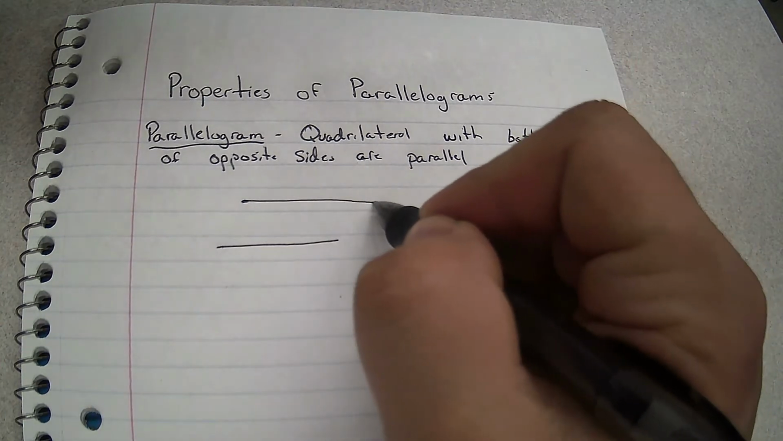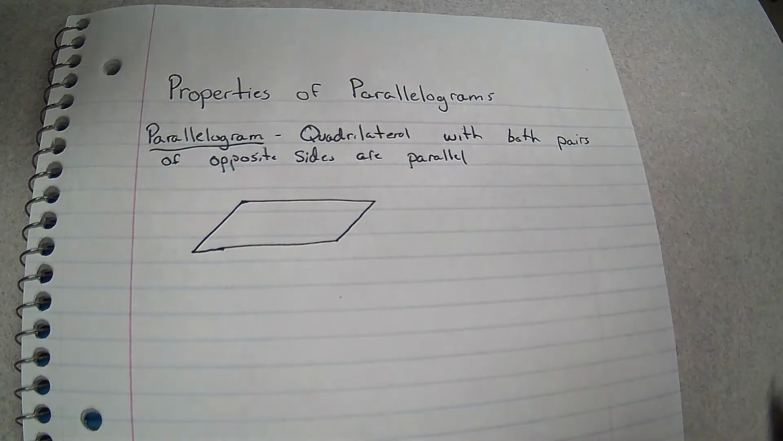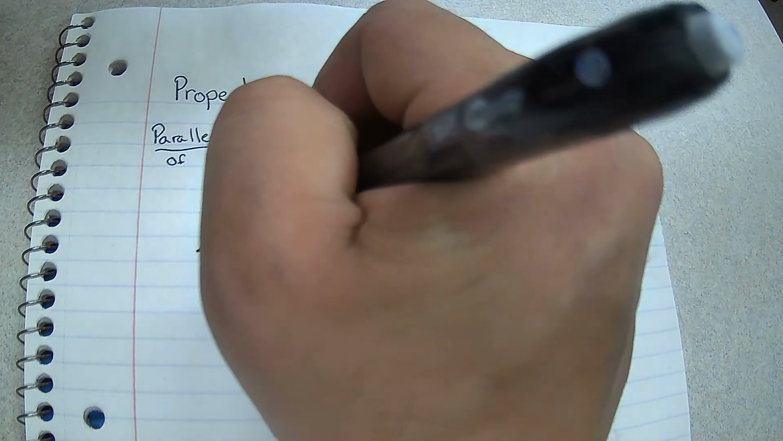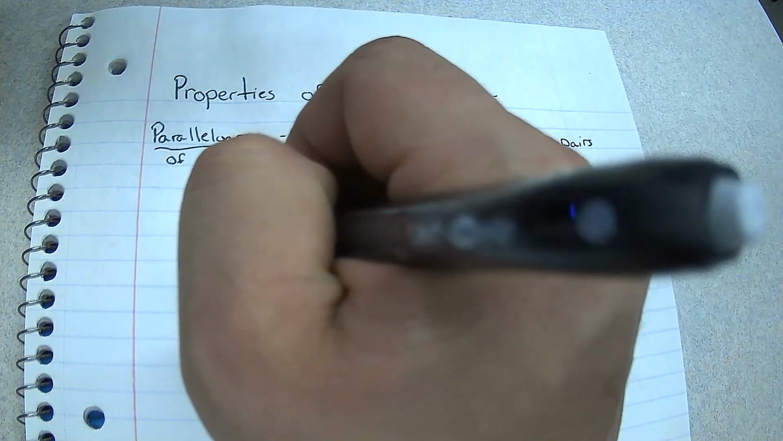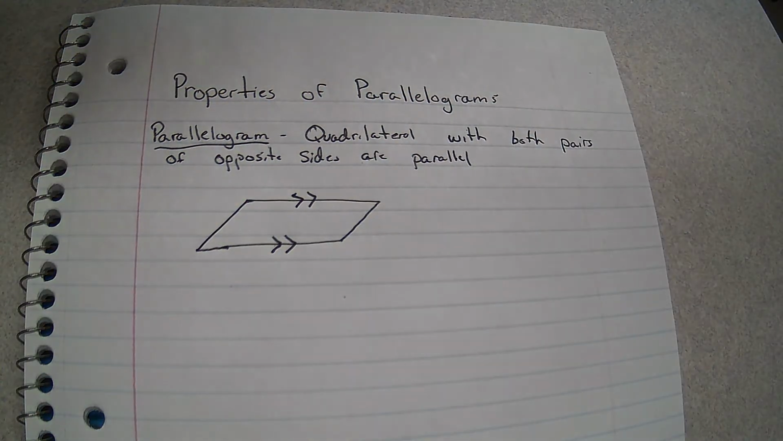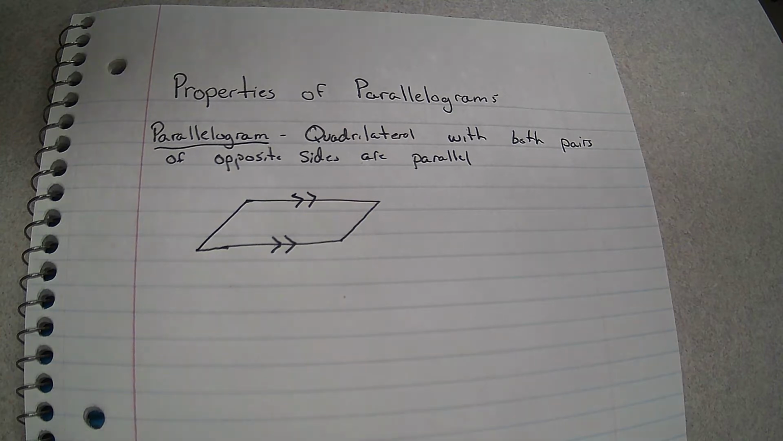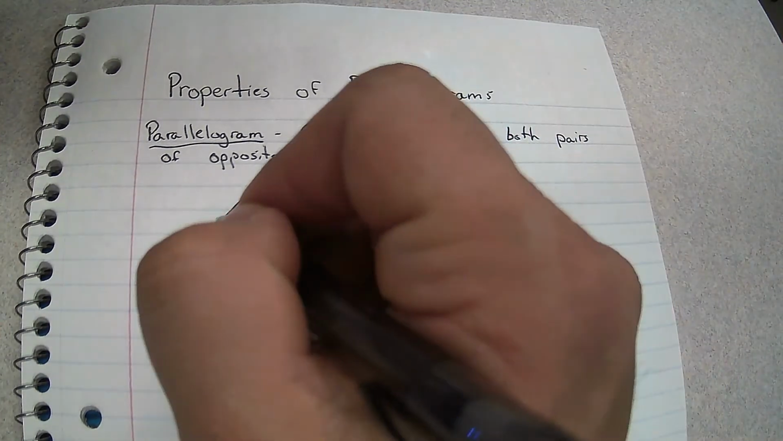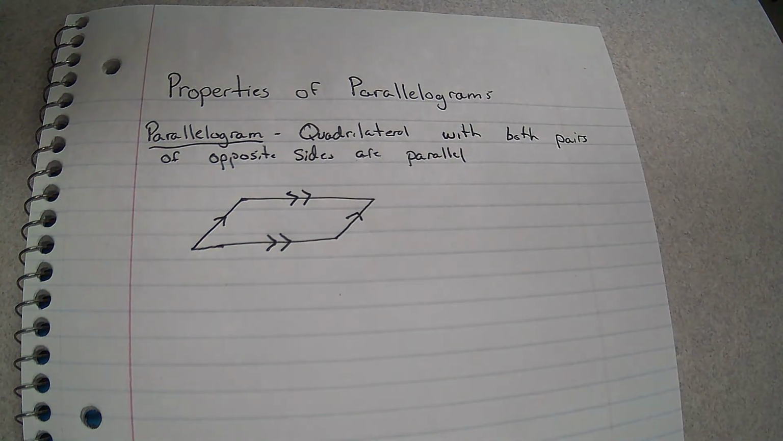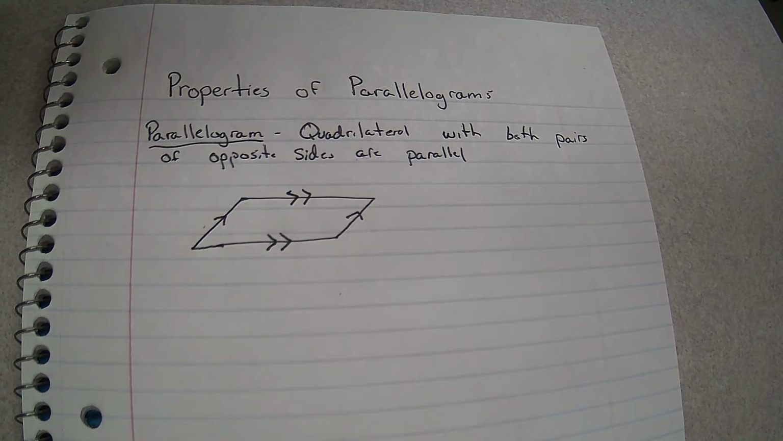So maybe I have something that looks like this. And now to show that they're parallel, you might see these little symbols. Remember those tick marks where we say that things are congruent? These tick marks that look like an arrow show that they're parallel. So those two lines are parallel, and those two are parallel.